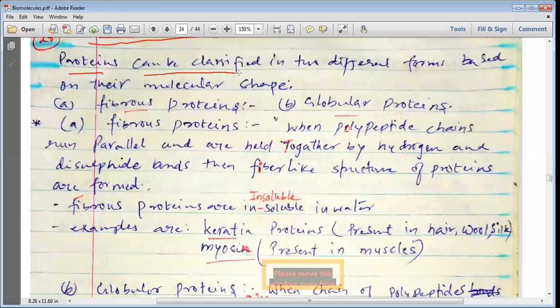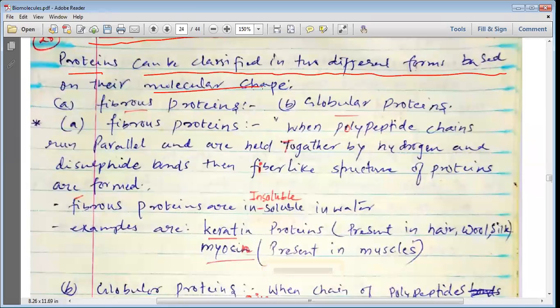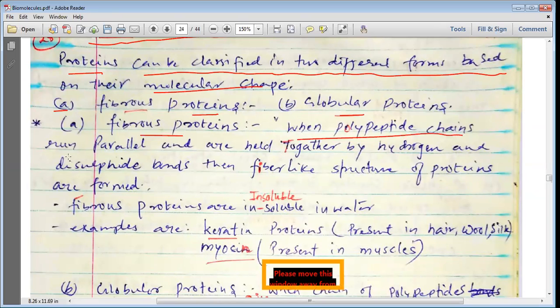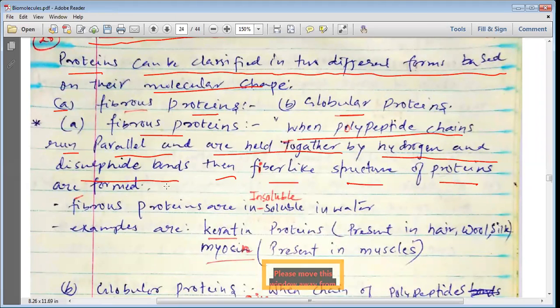Proteins can be classified into two different forms based on their molecular shape, my dear students. Number one, the fibrous proteins, and number two, the globular proteins. Fibrous proteins: when polypeptide chains run parallel and are held together by hydrogen and disulfide bonds, fiber-like structures of protein are formed.